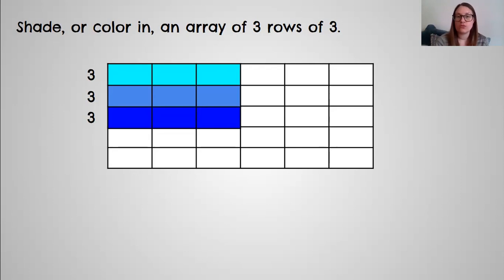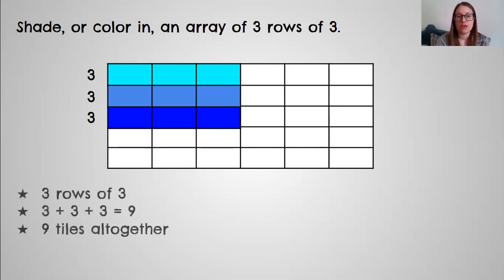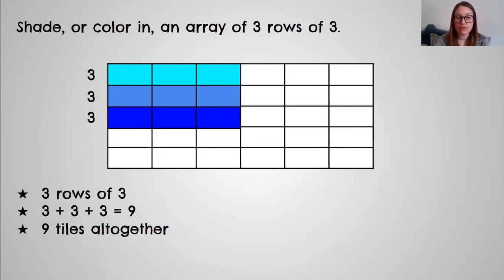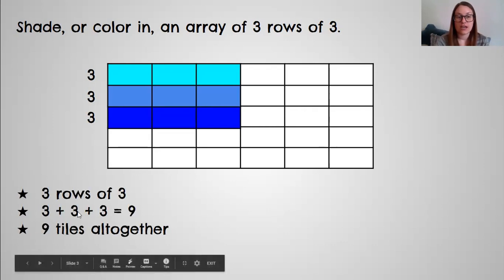Take the number of rows and how many are in each row, add them up, and get your total. So think about that in your brain. And then how many square tiles in total is this array? We can figure that out by counting them up or by doing the repeated addition. So we know we've got our 3 rows of 3. Our repeated addition equation is 3 rows of 3 square tiles. So 1 row of 3, a second row of 3, and a third row of 3.